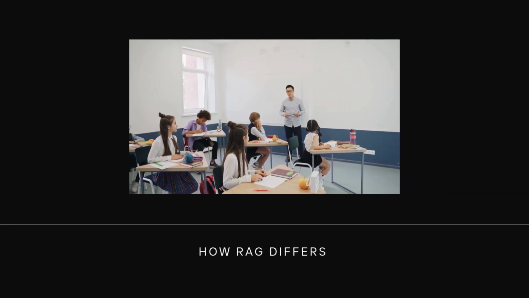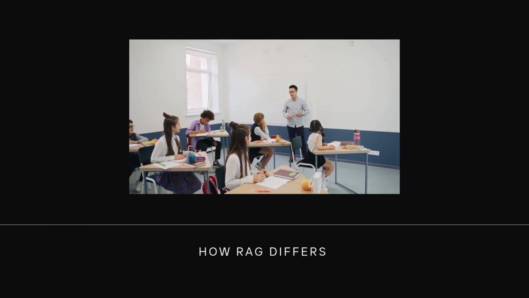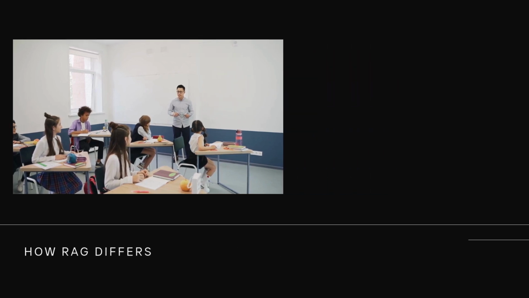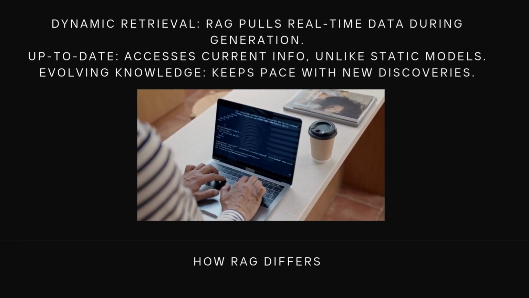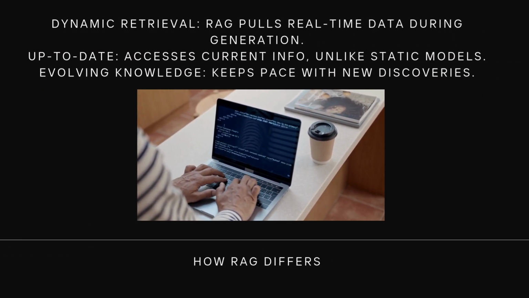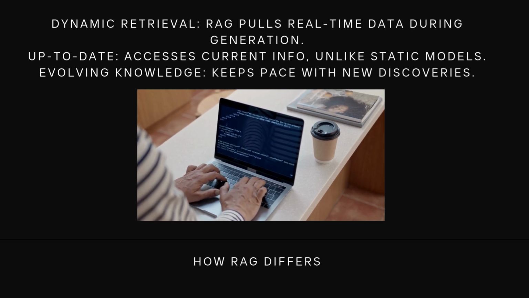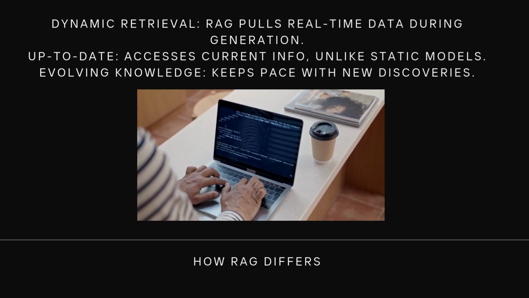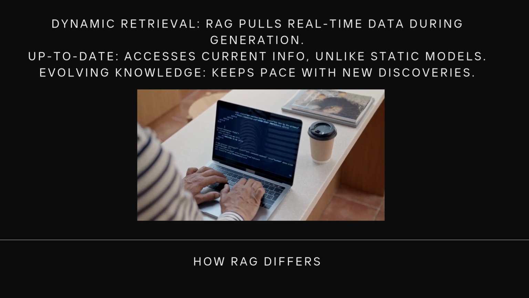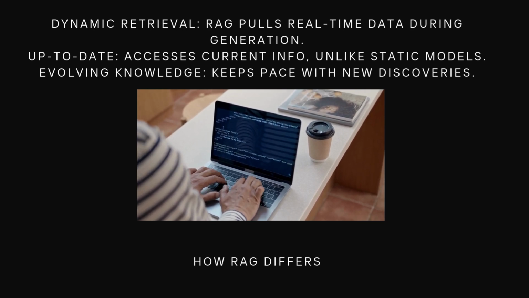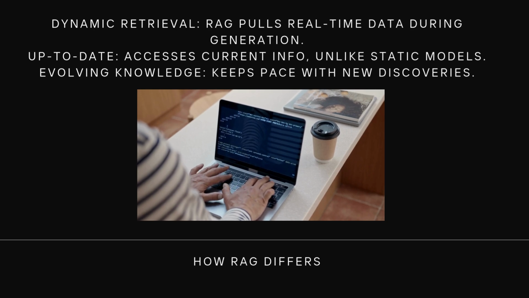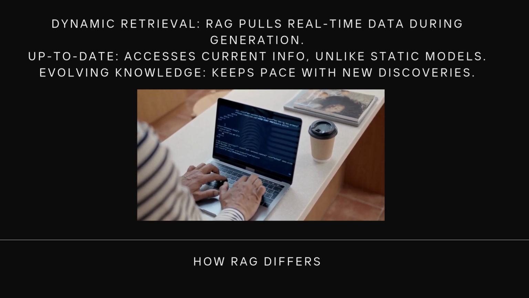How RAG differs. Now let's introduce Retrieval-Augmented Generation. The key differentiator of RAG lies in its ability to dynamically retrieve information during the generation process. Instead of relying solely on pre-trained data, RAG models pull in relevant documents or data from external sources in real time. Imagine asking a traditional model a question about the latest scientific discovery.